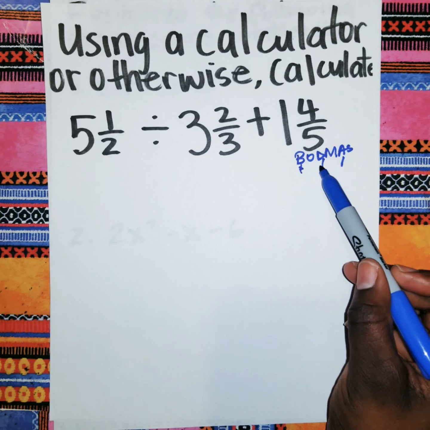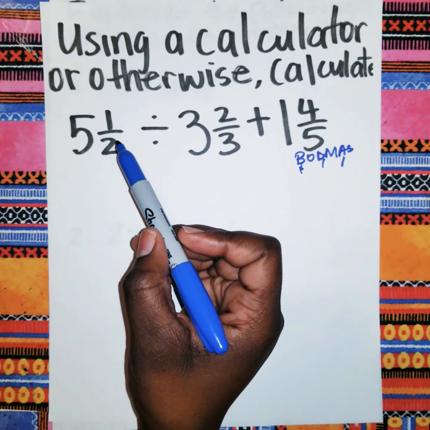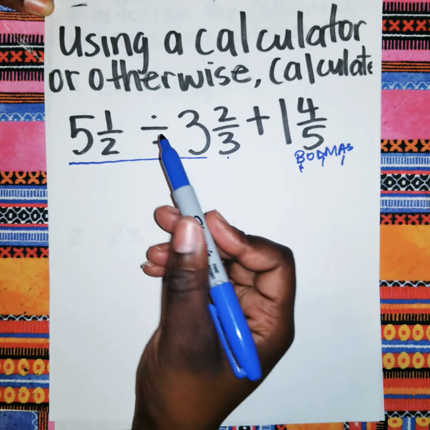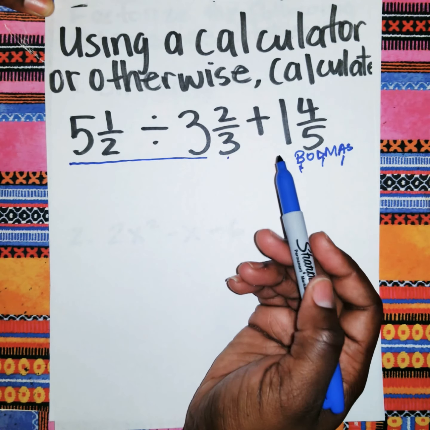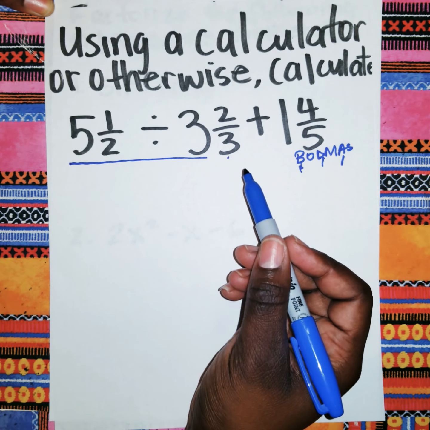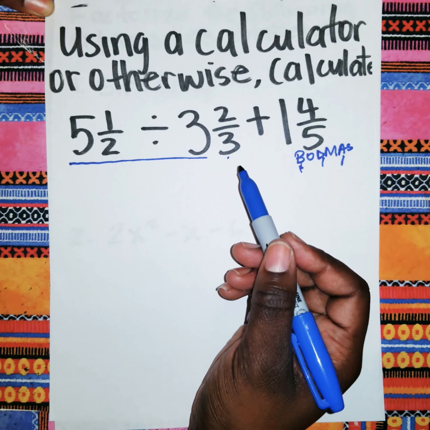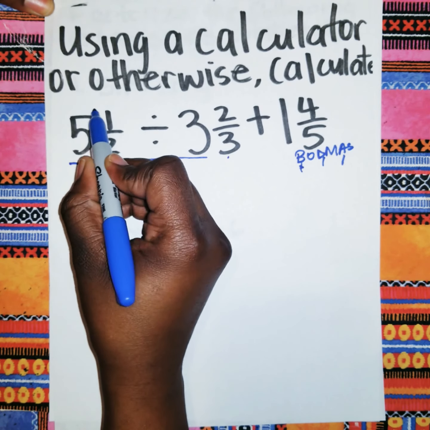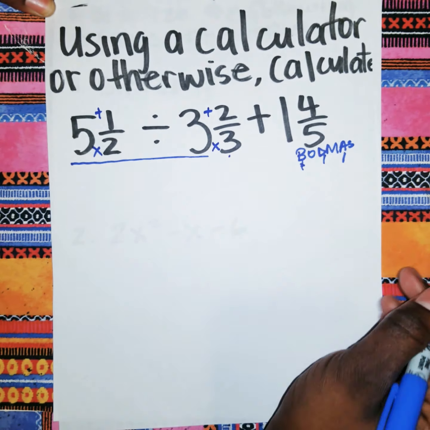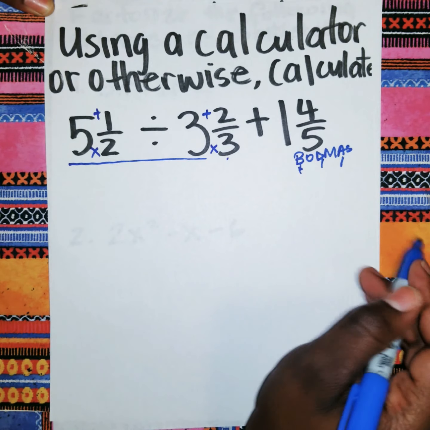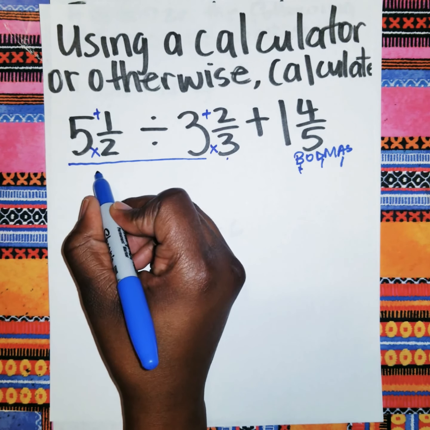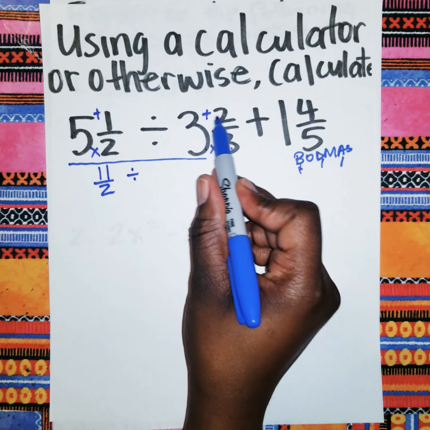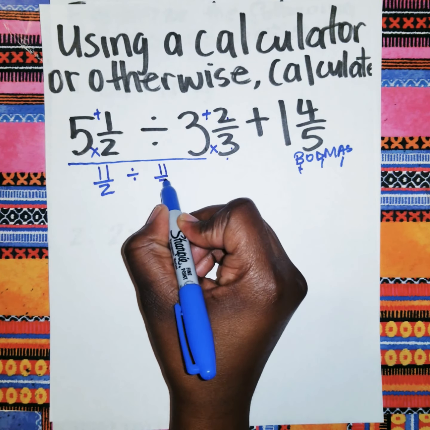So for this one, guys, we need to divide first. So we divide in the first two parts of the question. So it's 5.5 divided by 3 2/3. Remember, when you're dividing, it's easier when you convert the numbers to improper fractions and then you simplify. So we're going to be multiplying and adding. 5 times 2 is 10 plus 1 is 11. So it's 11 over 2 divided by 3 times 3 is 9 plus 2 is 11 over 3.